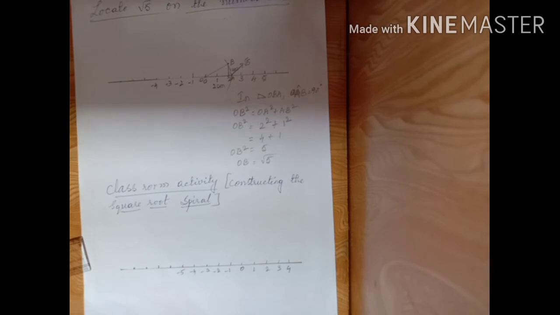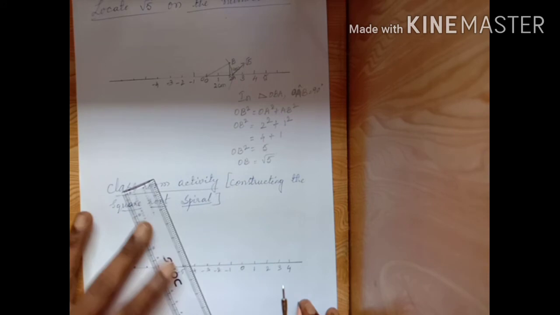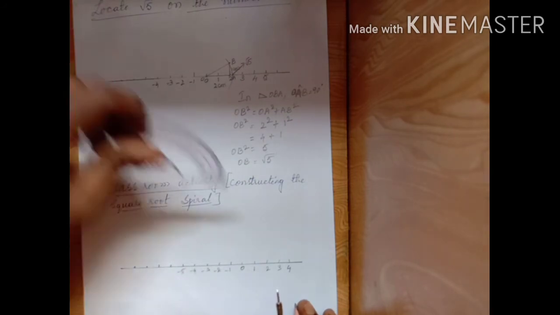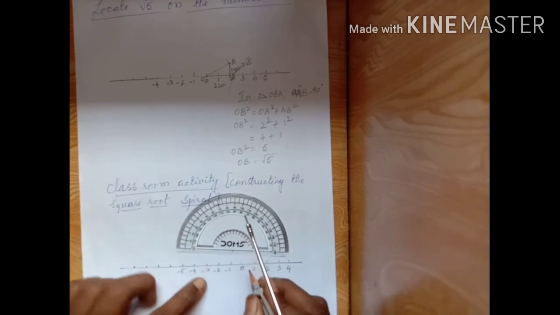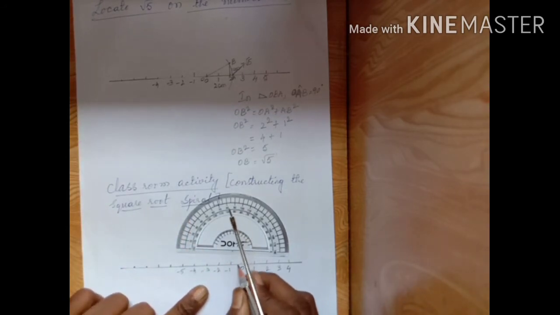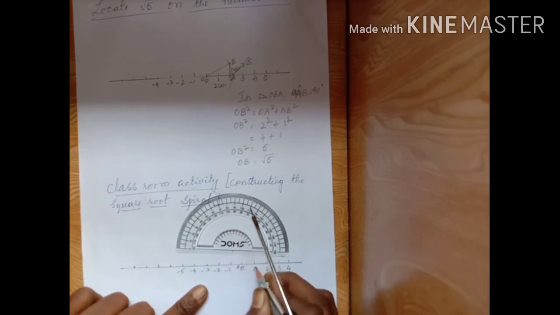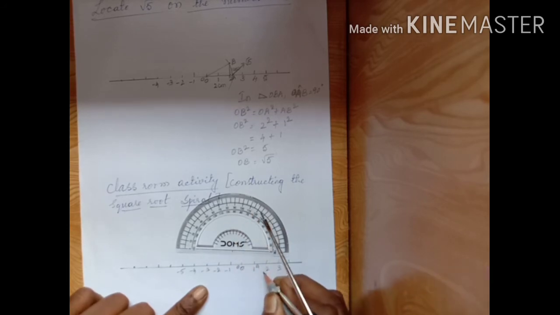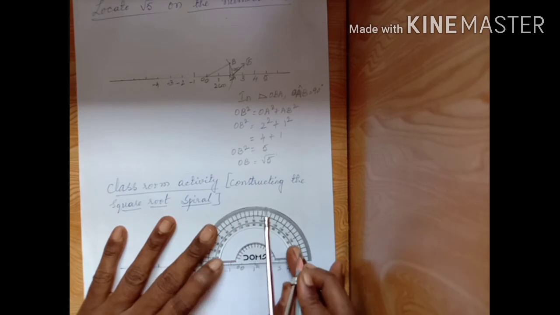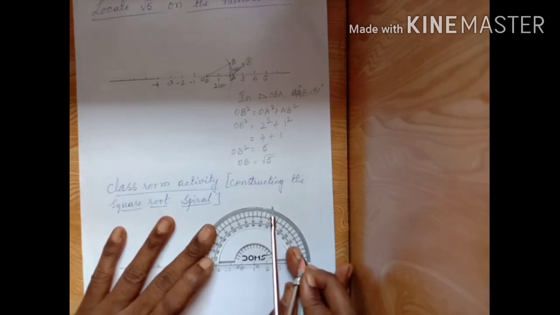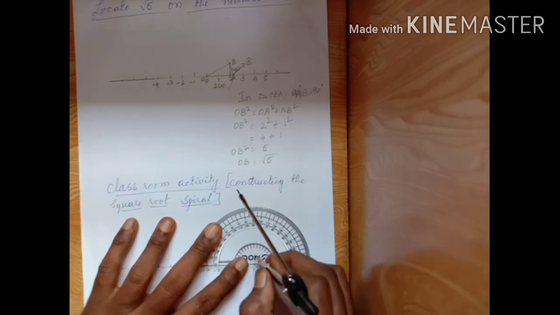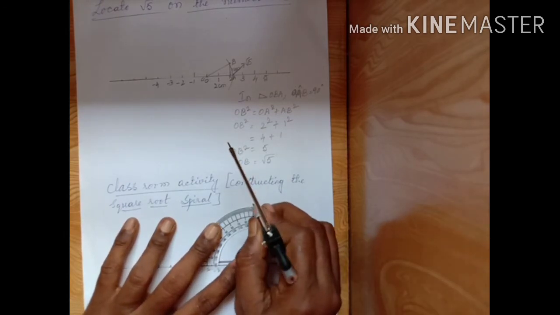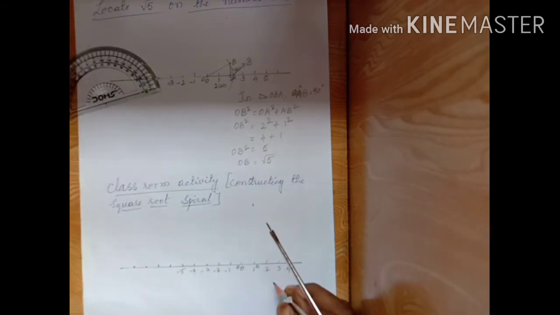Like this. Now we have to find out the square root of 2. First, with the help of the protractor, 0 to 1: take 0 as O and 1 as A. Now take the protractor, with A as center and the number line as baseline, mark 90 degrees.